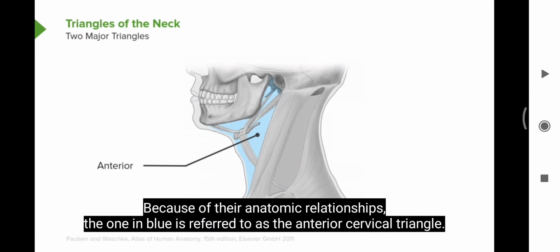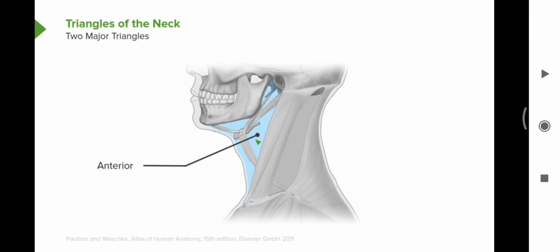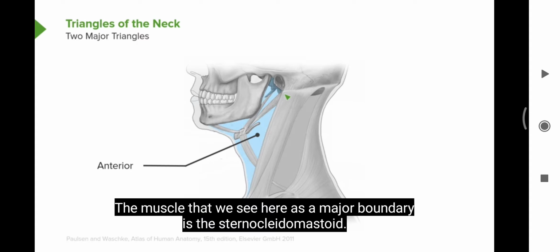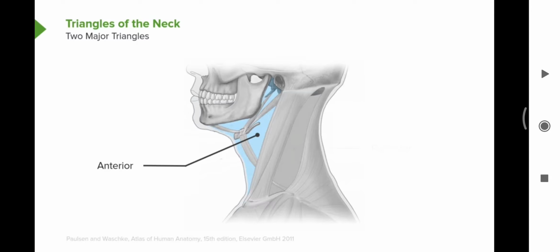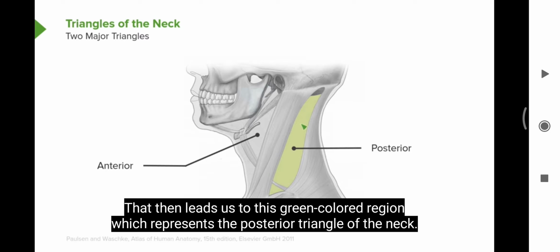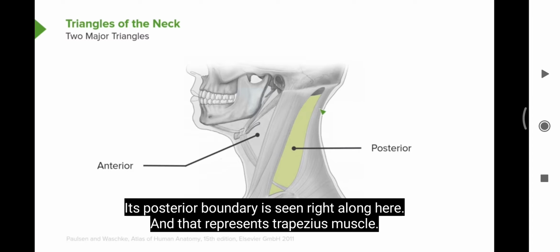Because of their anatomic relationships, the one in blue is referred to as the anterior cervical triangle. The muscle that we see here as a major boundary is the sternocleidomastoid, and it will separate this anterior triangle from the one that lies posterior. That then leads us to this green-colored region, which represents the posterior triangle of the neck. Its posterior boundary is seen right along here, and that represents the trapezius muscle.